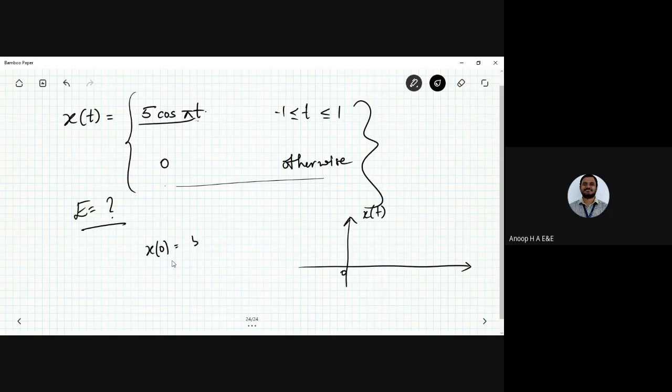x of 0 is 5 times cos of pi into 0. Cos 0 is 1, so that is 5. So at 0, it is 5. Now x of 1.